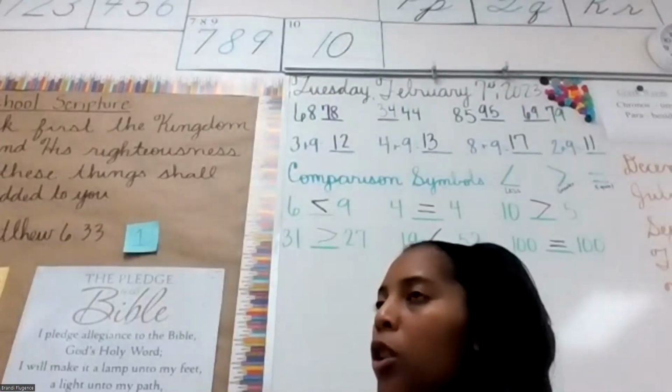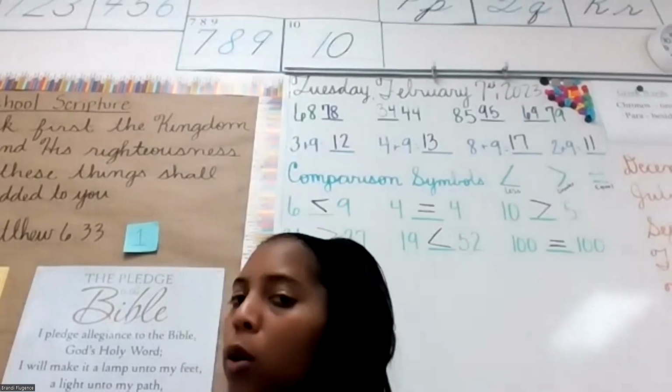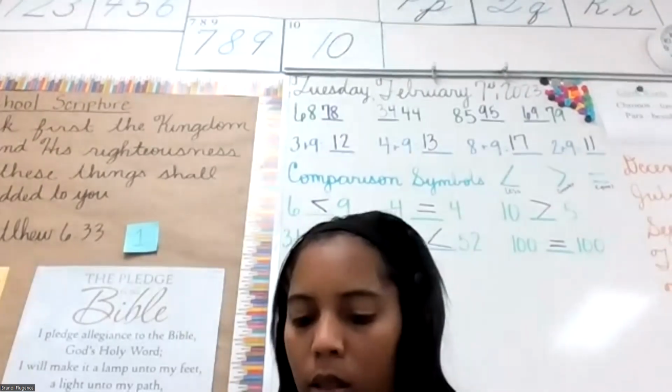Next one, we have 4, and we're trying to figure out if it's less than, greater than, or equal to 2. Go ahead and shade them in first.